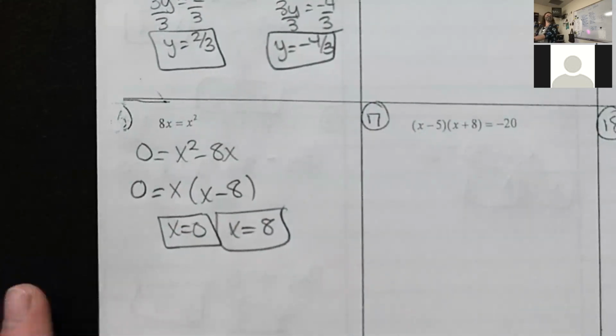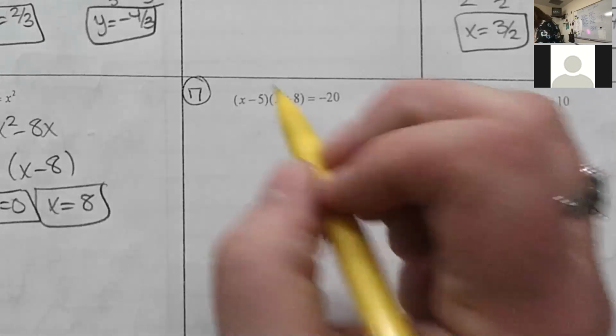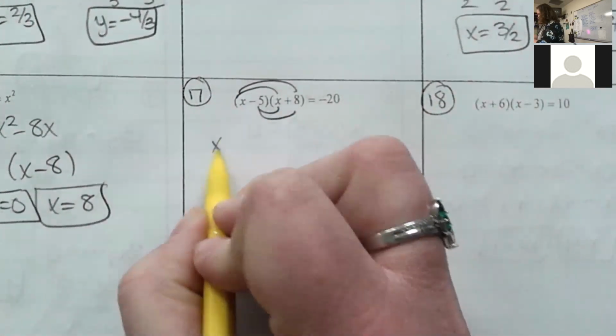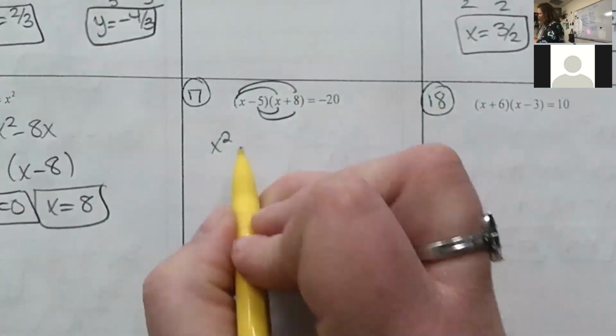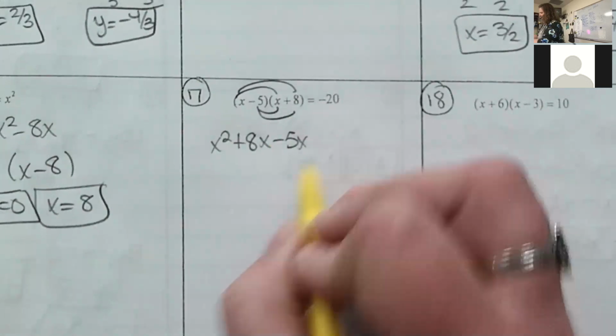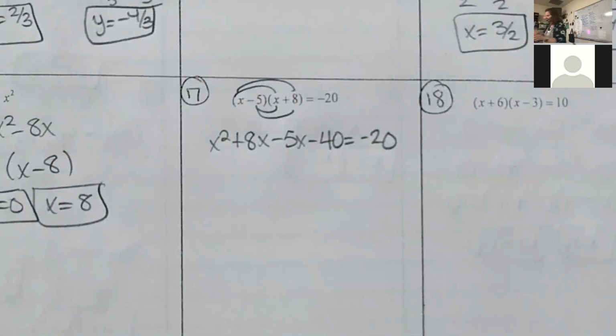Oh, this next one looks a little confusing. Why didn't they put it equal to 0? How am I supposed to move that 20 over if I have all those parentheses there? Let's solve the parentheses. If I have 2 sets of 2 things, I have to FOIL: first times first, outside times outside, inside times inside. So x times x is x squared plus 8x minus 5x minus 40 equals negative 20. Well, now we can shove that negative 20 over.